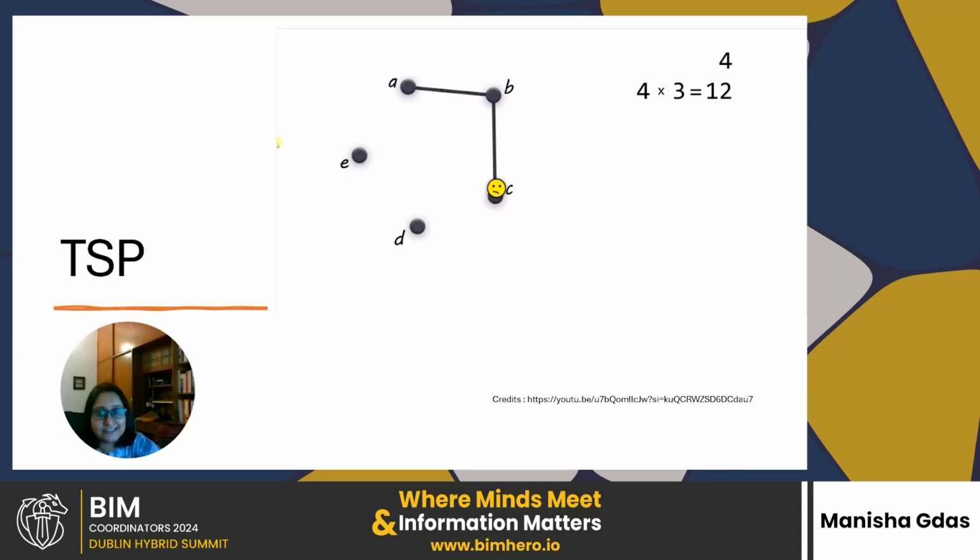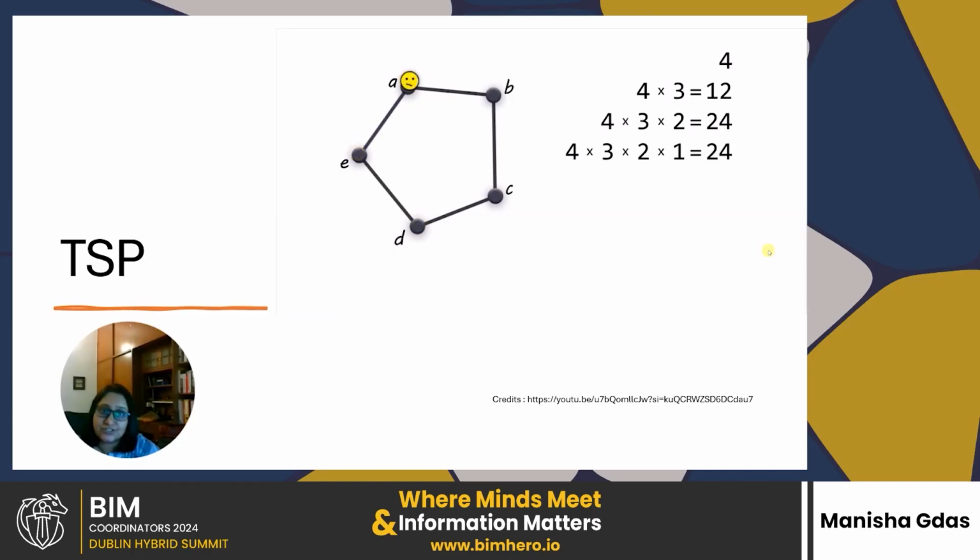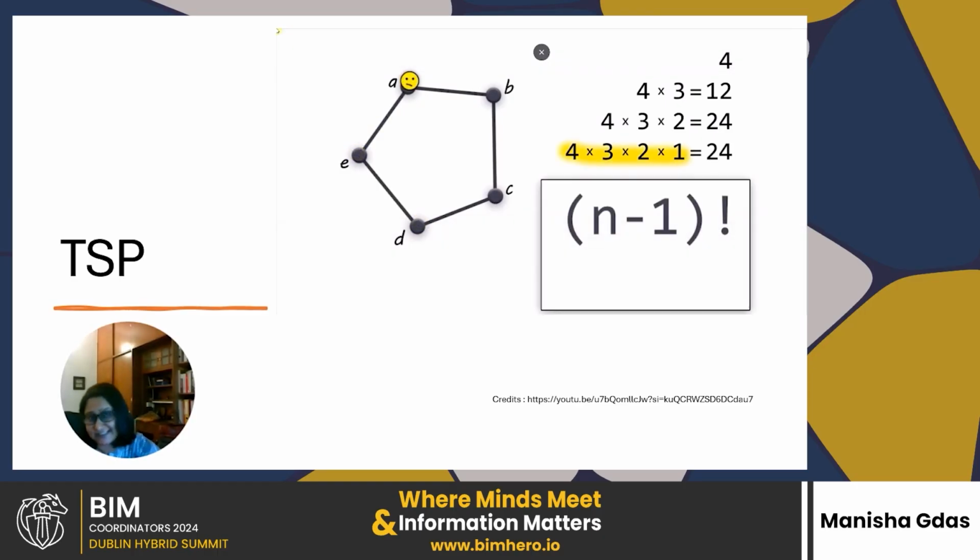The traveling salesman problem, or TSP, asks a very simple question. Given a list of cities, what is the shortest route that visits each of these cities once and then returns to the starting point? But here's the catch. The problem is an NP-hard problem.